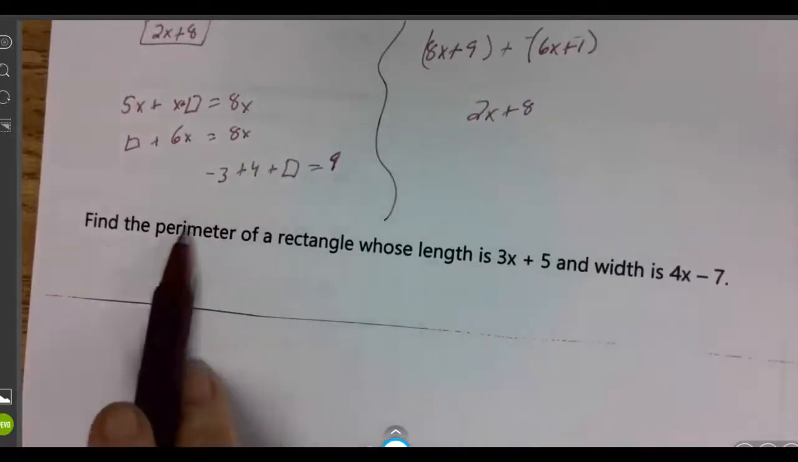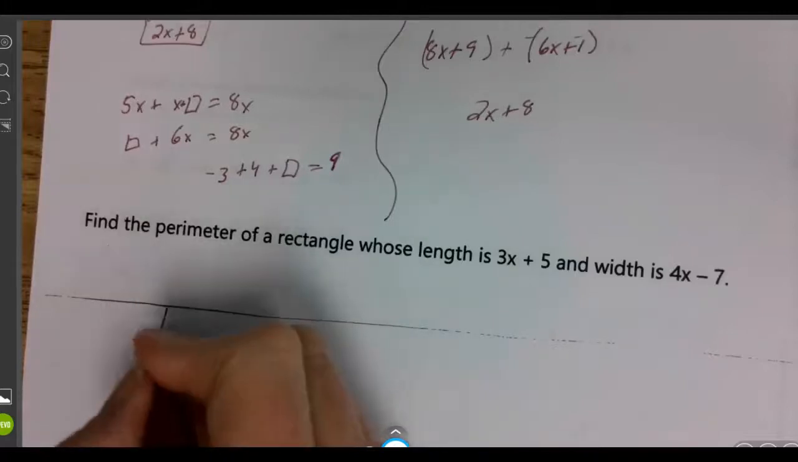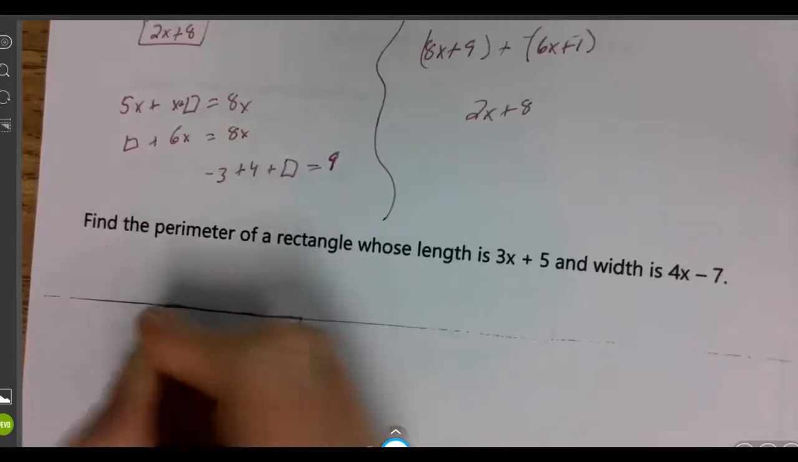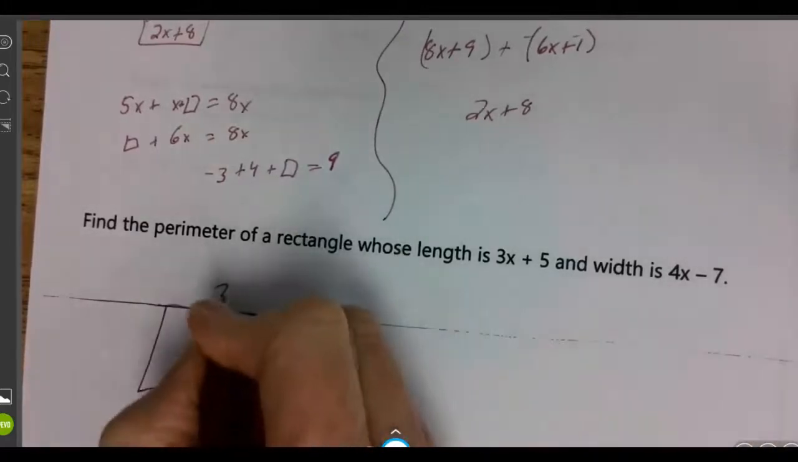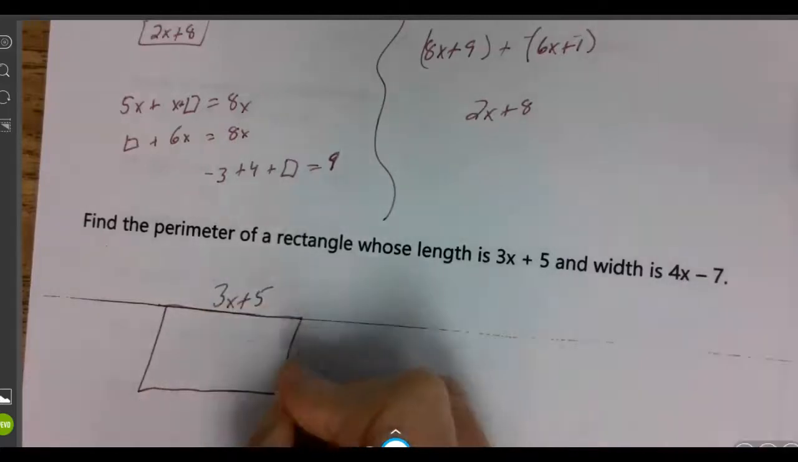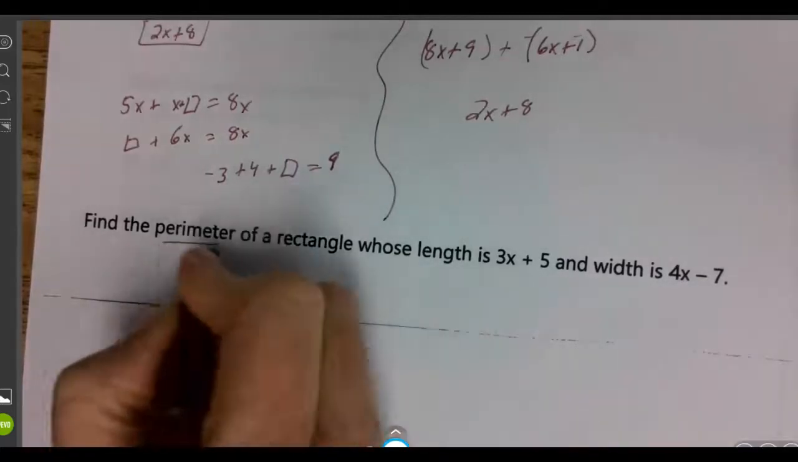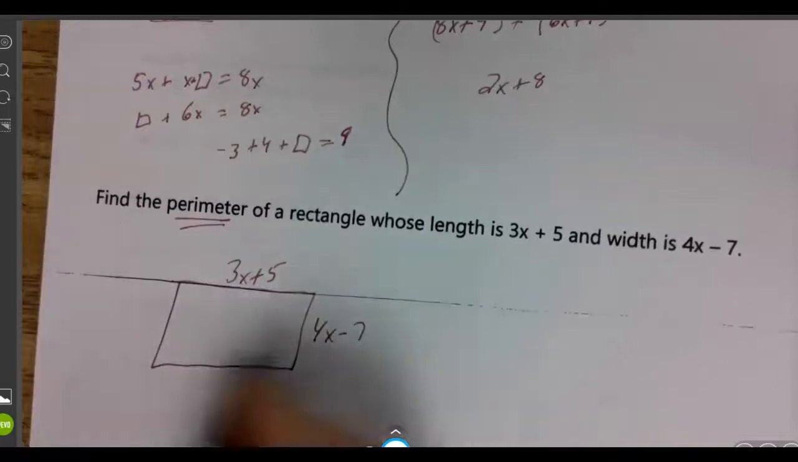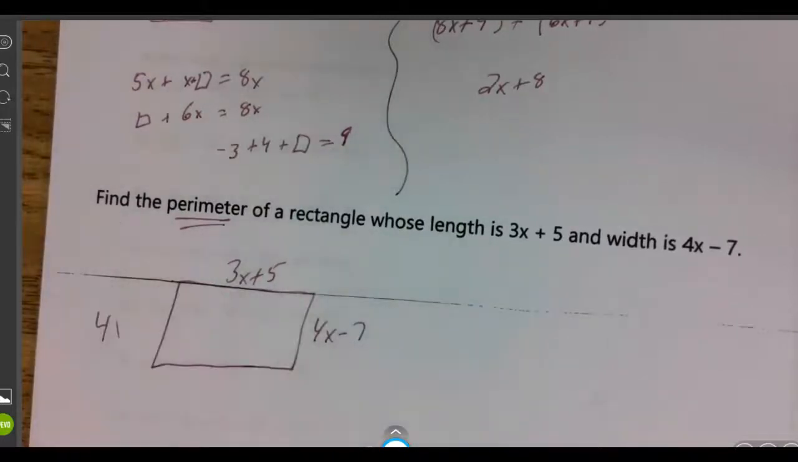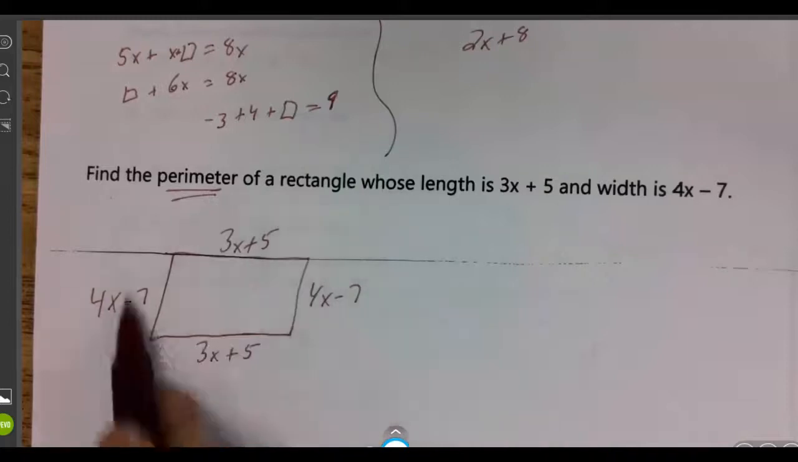So now find the perimeter of a rectangle. Draw a rectangle. My length is 3x plus 5. My width is 4x minus 7. But be careful, I want perimeter. So remember, I have to know this side too. So to find the perimeter, you need to know all of the sides.